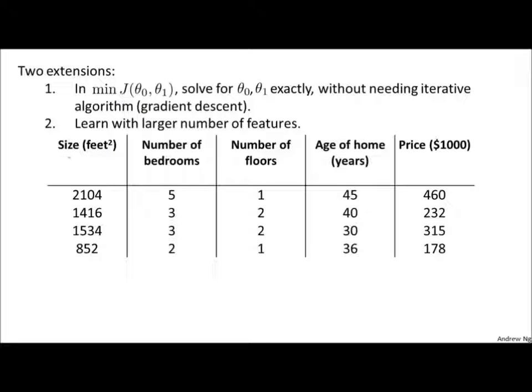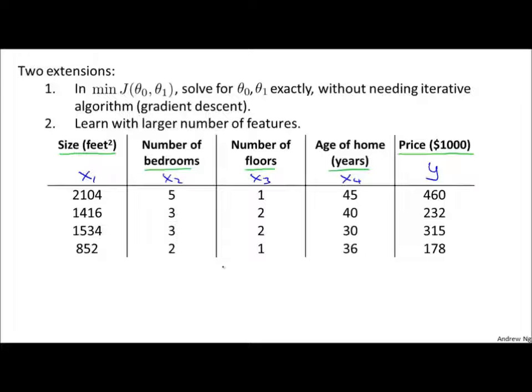So for example, let's say that you know not only the size, but also the number of bedrooms, number of floors, and the age of home of these houses, and you want to use that to predict the price of the houses. In that case, maybe we'll call these features x1, x2, x3, and x4. So now we have 4 features. We want to use these 4 features to predict y, the price of the house.